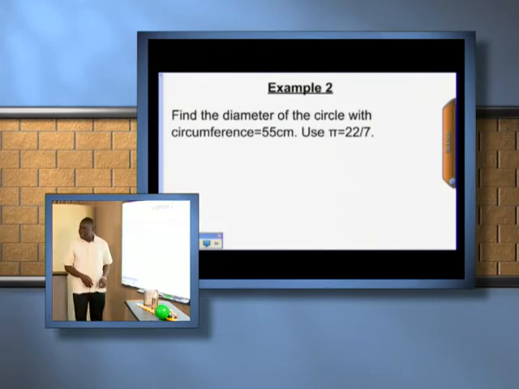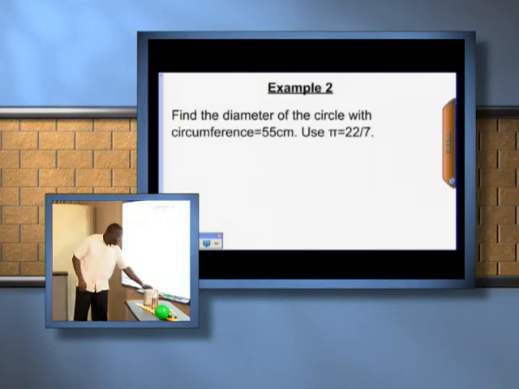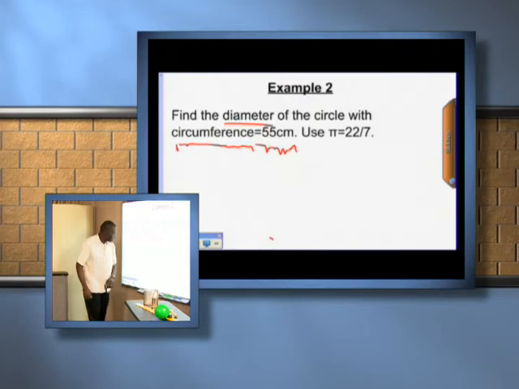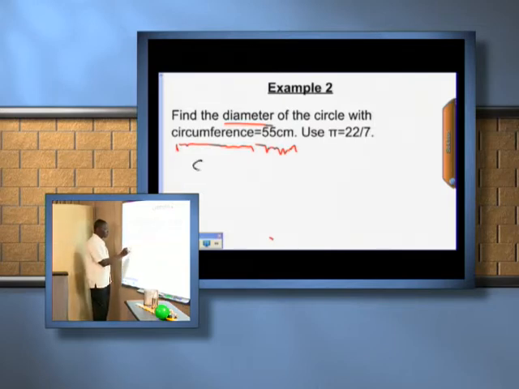Now it's not asking us to find the circumference. Instead, what is it asking us to find? The diameter. And what information is the question giving us? Circumference. Yes, we want to find the diameter and we know the circumference. So, let's see. Is there a relationship between circumference and diameter? Is there an equation? So we can use that equation to help us solve the problem. And what does the equation say? Circumference is equal to pi times the diameter.